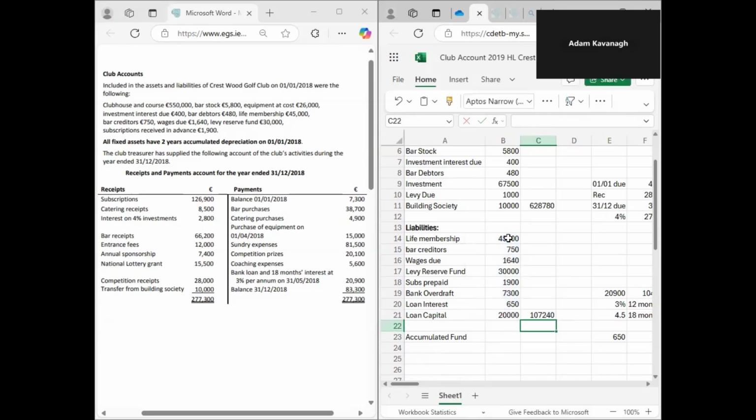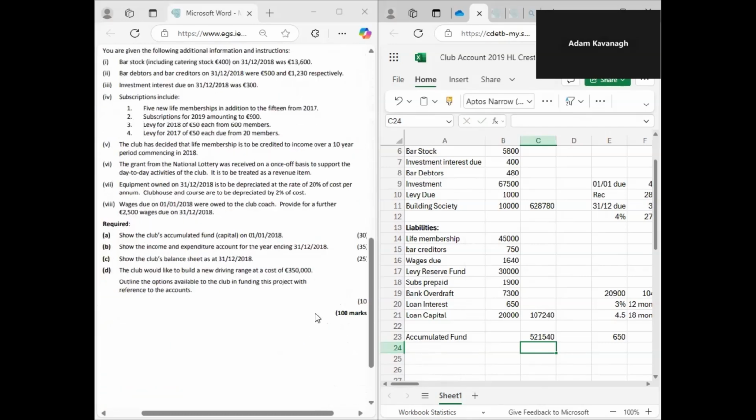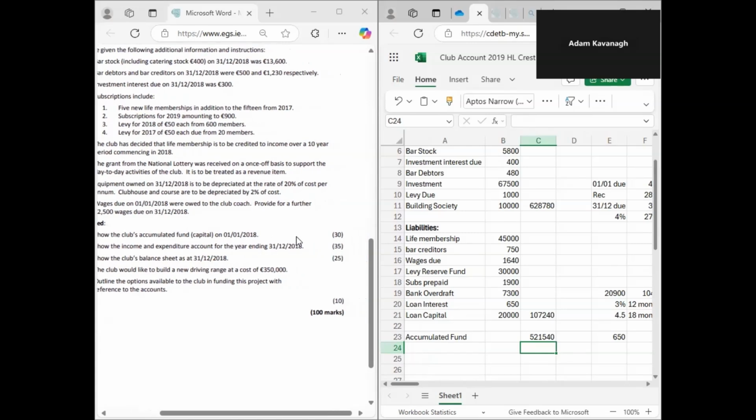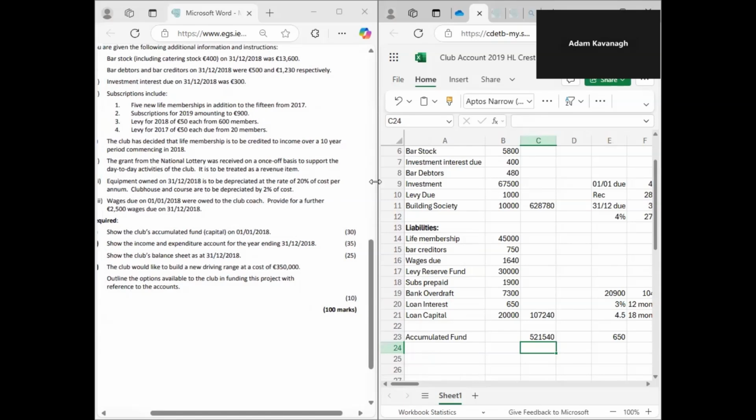That gives you 107,240. Now your accumulated fund is assets minus liabilities. So total assets minus total liabilities equals 521,540. That's your accumulated fund on the 1st of the 1st, 2018. If you have a look at the end of the question here, it says accumulated fund 1st of 1st, 2018 is worth 30 marks. So that's 30% of the question done. In the next video, I'll go through the income and expenditure account for the year.